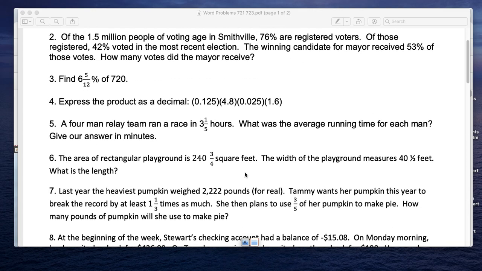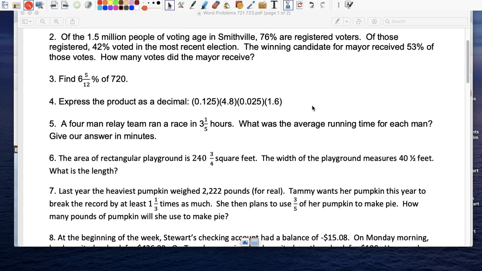We sort of did this in class. So we have a rectangular playground, and they say that if you multiply the length times the width, the area is 240 and 3/4 feet squared. The width, we'll call this the width, is 40 and a half. They're asking you for the length. So you can do area equals length times width.